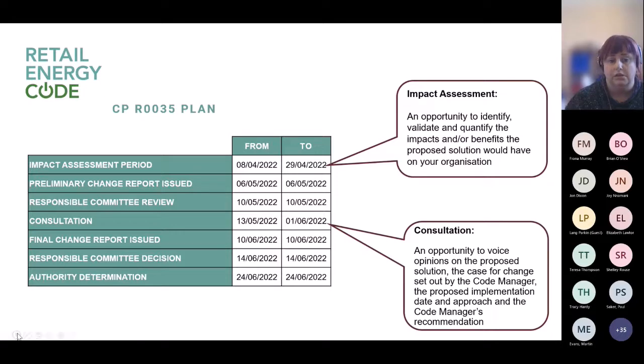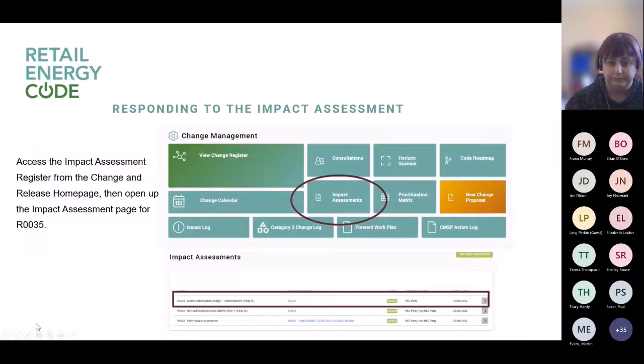So if we can just move on. I think finally, for those people who aren't necessarily familiar with how to access or respond to the impact assessments, it's done through the REC portal, accessed through the change and release page. There is the impact assessment register within there, and you will find the impact assessment for R35 there. And if we can just go on to the next slide.